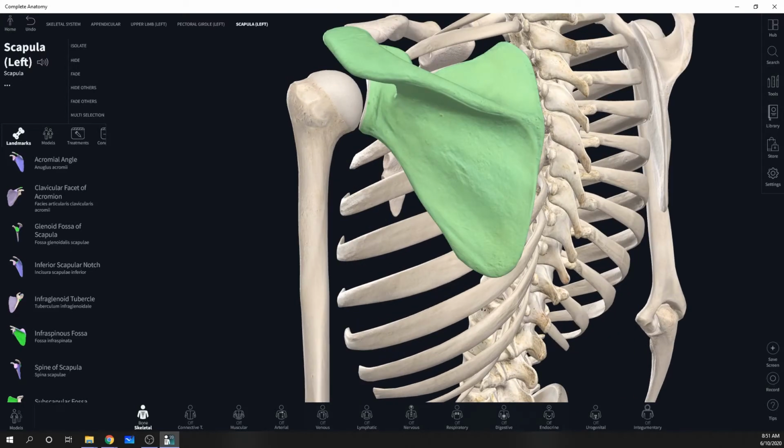To determine if you have a right or a left scapula, you'll need to face the spine posteriorly, and you should face the glenoid cavity out laterally. The side that the glenoid cavity points is the side of the body that it belongs to. So this would be a left scapula.